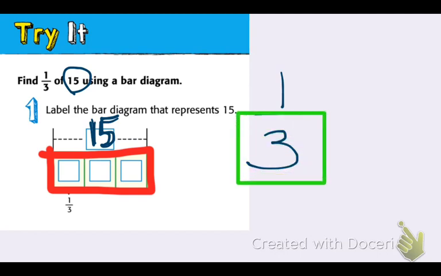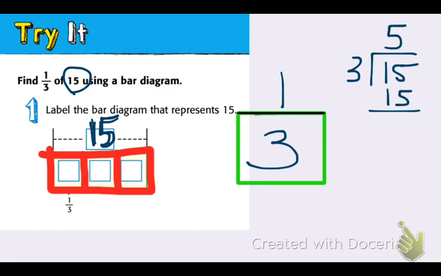So there's 3 parts all together. The whole amount is 3. So I'm going to use that denominator. I'm going to use the 3 to break up my bar diagram into 3 parts. How many times will 3 divide into 15? 3, 6, 9, 12, 15. Well, there's 5 groups of 3. So I can put 5 here: 5, 10, 15.